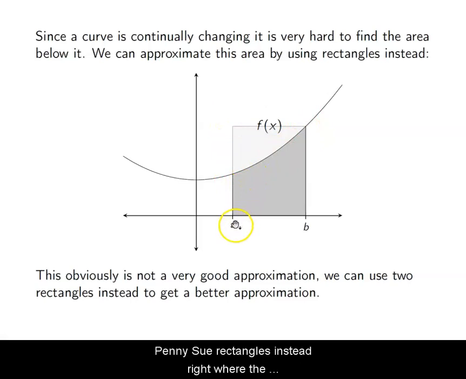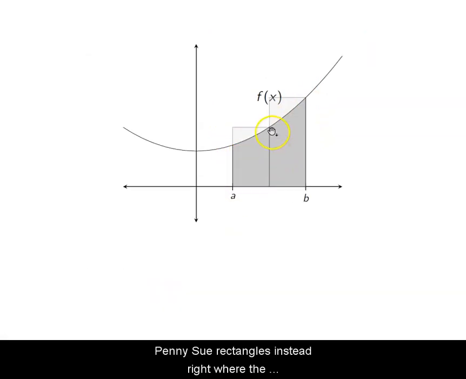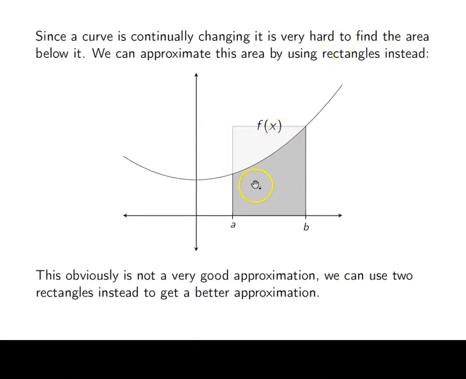So creating two rectangles instead, where the endpoint is the height of my function. I go from A to B, I cut it in half, and at the halfway mark, if you notice, the height of the first rectangle is just the height of my function. And so I have one rectangle. It's an overestimate, but it's not terrible. It's not great, but it's not terrible, not like the first one was.